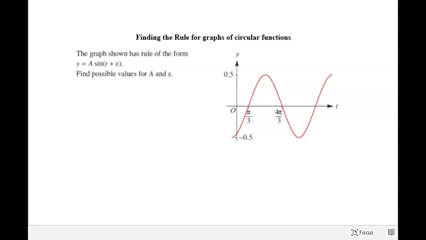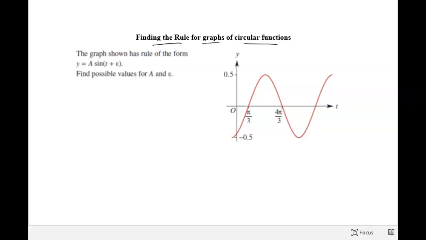Alright, in some of our previous lessons, we've looked at sketching some circular functions when we've been given a rule for us to sketch. Now we're going to do the exact opposite in today's lesson. We're going to find the rule when we're given either a graph of a circular function or some piece of information that can help us work out the rule of that circular function. So let's just jump straight into this first question.